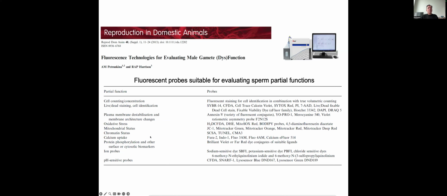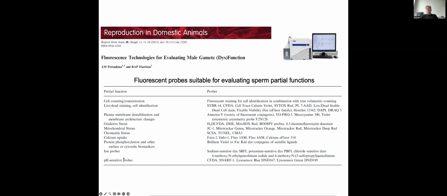For example, this is very important in sperm during the capacitation or to examine the damage because of the cryopreservation of the sperm. Then we can measure the oxidative stress of the cells, the mitochondrial status of the cells, the chromatin status, the calcium uptake, the protein phosphorylation, and other surface or cytosolic biomarkers. We have ion probes and the pH value. So these are only some examples.